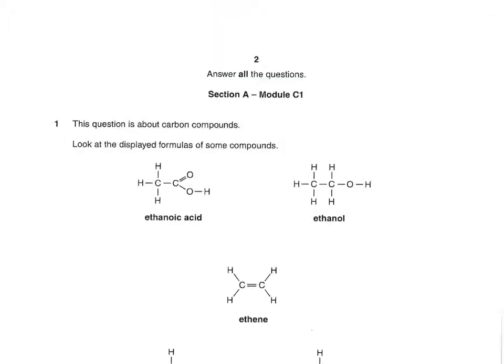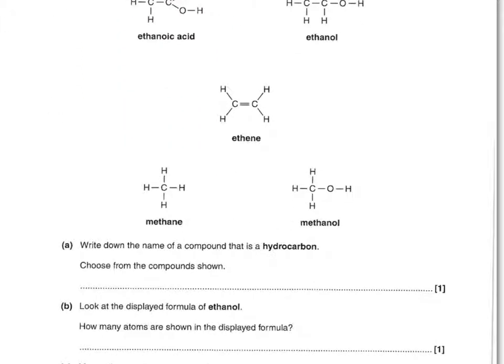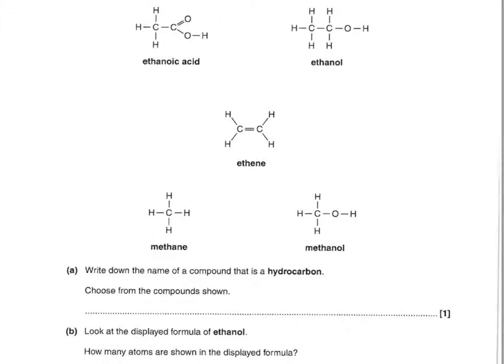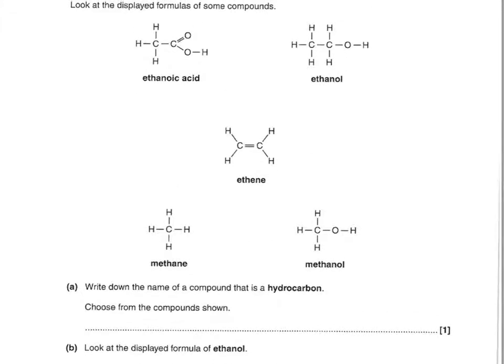So on to the chemistry section. It says this question is about carbon compounds. Look at the displayed formulas of some compounds. There they are. And it says write down the name of a compound that is a hydrocarbon. Choose from the compounds shown. So remember, a hydrocarbon is made of hydrogen and carbon only.